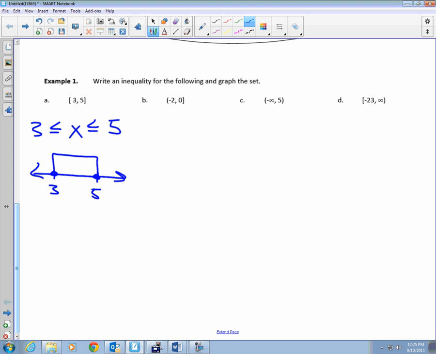Okay, we'll try C. Sometimes I like to make the graph first so then I can describe the inequality. I will plot 5, open or closed circle? Open, and the arrow goes to the left or right? Goes to the left because negative infinity is over there.